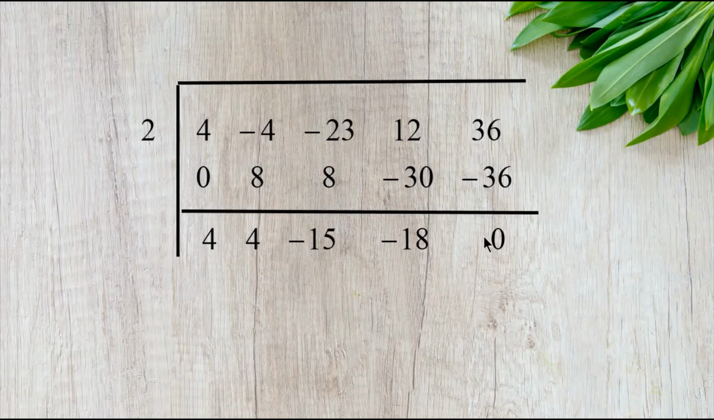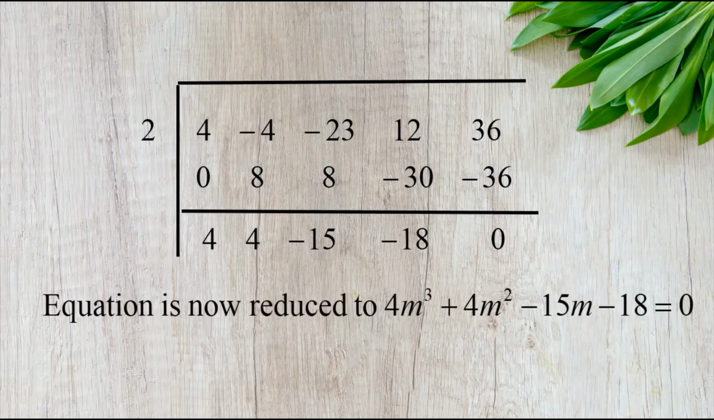You will always get 0 because we are dividing these coefficients with a root. So we get 0 as a remainder. Thus the fourth order equation is reduced to a cubic equation. We can write 4m cube plus 4m square minus 15m minus 18 as the new equation. Now we can use the calculator to solve this equation because it is a cubic equation.